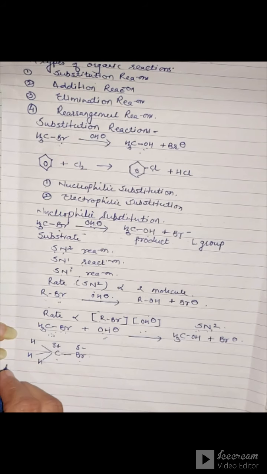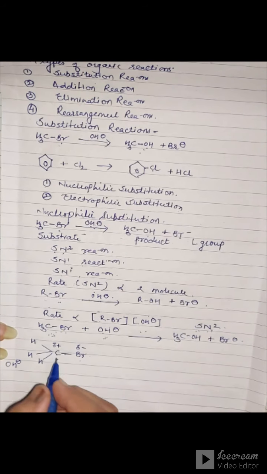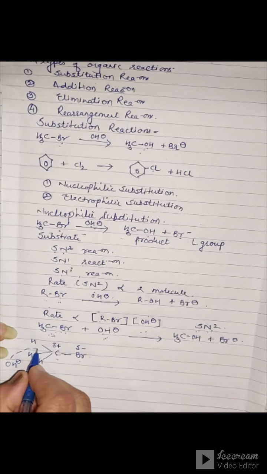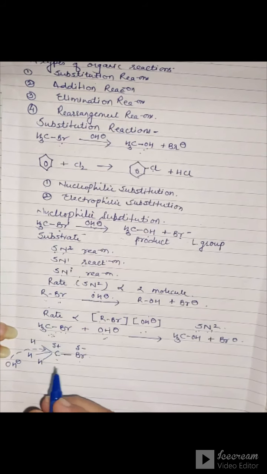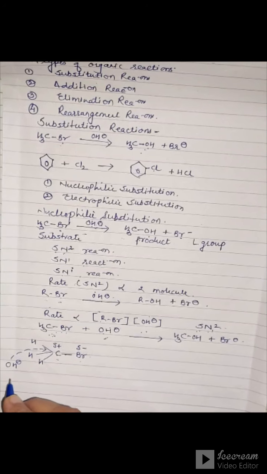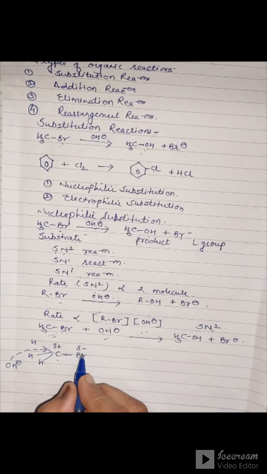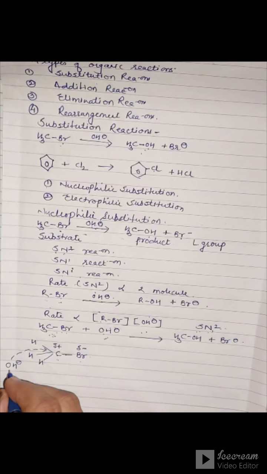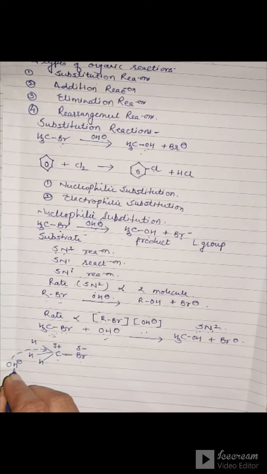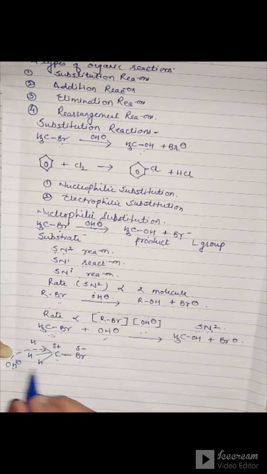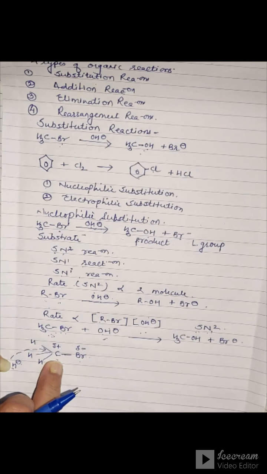Now this OH negative is electron rich and carbon is electron deficient. So it will attack from the back side on the carbon because carbon is delta positively charged. Why does this OH negative attack from the back side? Because here Br is delta negative and OH is also a negatively charged species. We know that the same charges, that is negative, oppose each other. Therefore, this OH will attack from the back side.